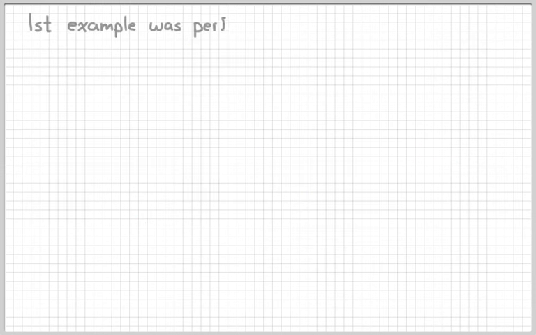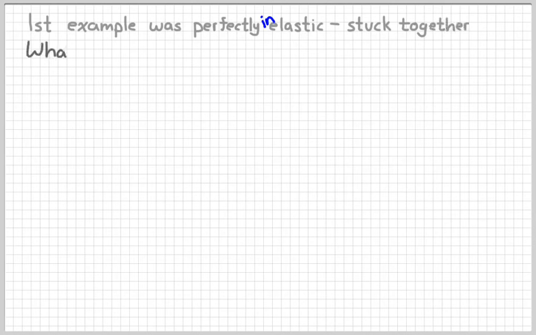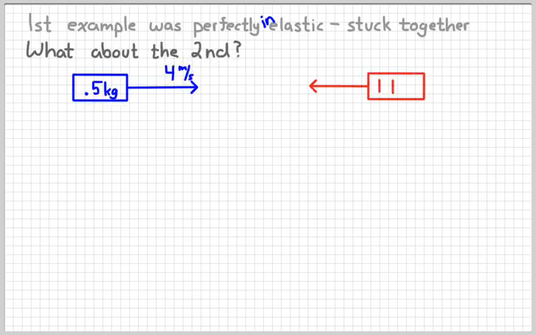So the first example that we did is obviously a perfectly, I should have written inelastic. Hang on, oops. It's a pretty serious typo there. Inelastic. And we know it's perfectly inelastic because they stuck together. So what about the second collision? I can't really classify it without doing a little bit more work.